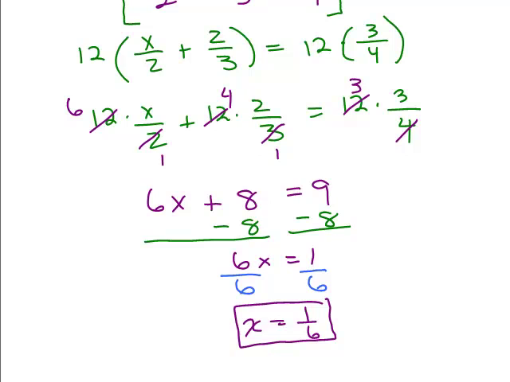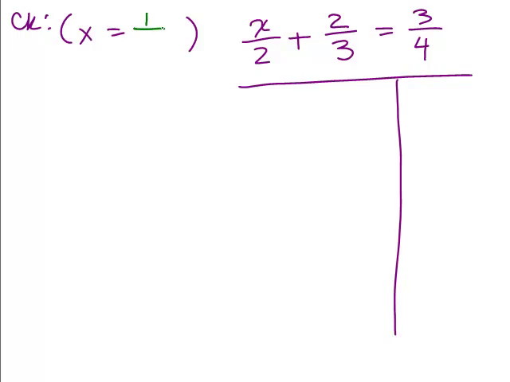All right, so it looks like that's our answer. Let's go ahead and check it. So we're going to put in 1/6 in place of x. So I've got 1/6 divided by 2 plus 2/3. All right, so now this is a little bit tricky. We have this complex fraction over here. You can't multiply both sides by the least common denominator. It's not an equation, it's just an expression. But what does this mean? 1/6 over 2 means 1/6 divided by 2.